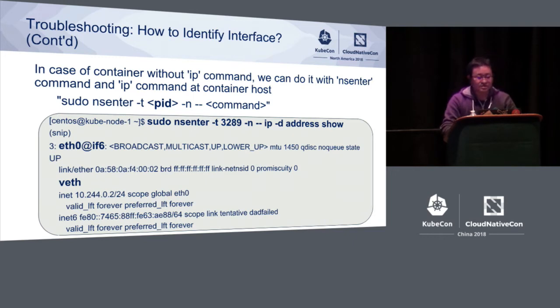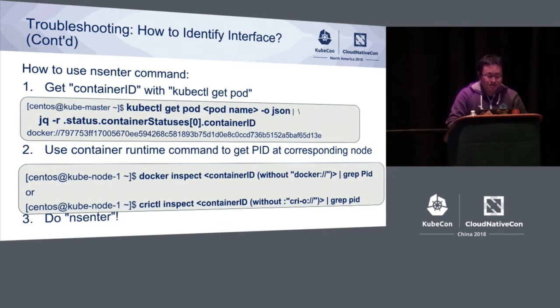And next is how we identify the PID. That's also a problem. Sometimes we can just use the ps command to identify it, but imagine various Nginx containers running on the same host; of course it's very hard. So here is the way to identify the interface.